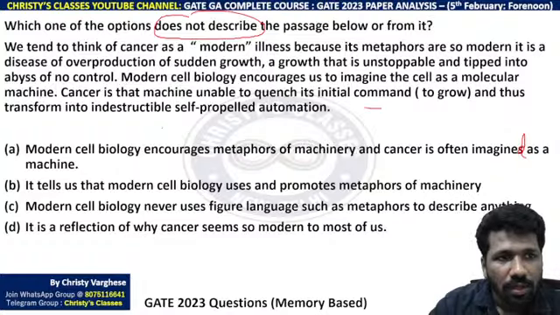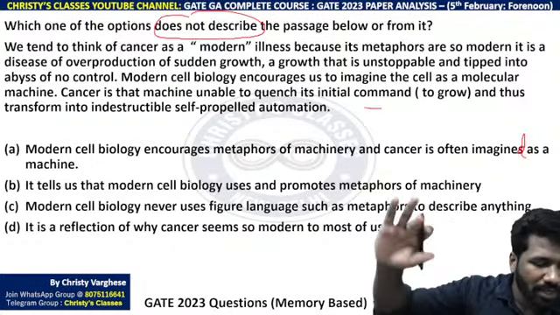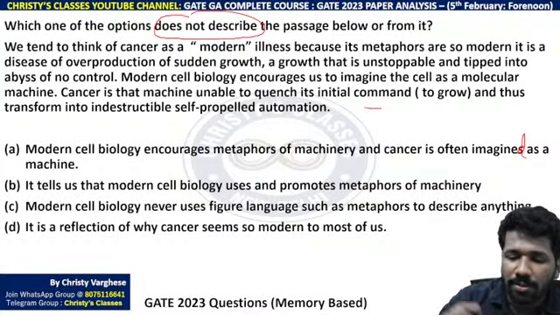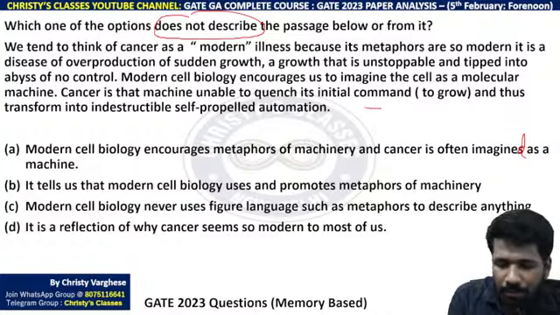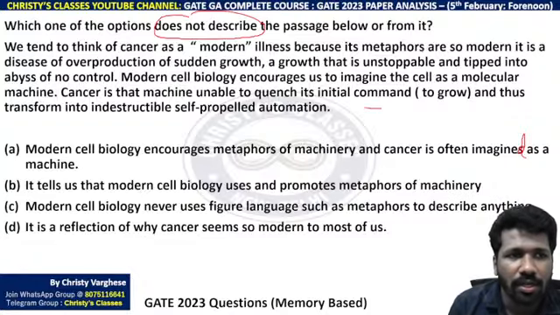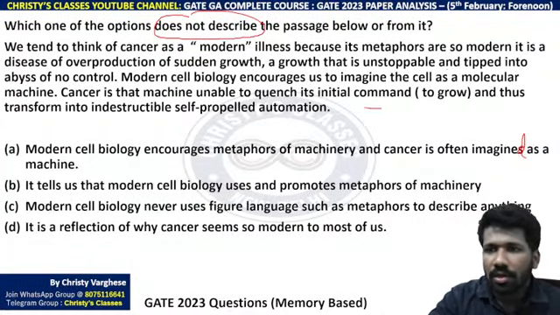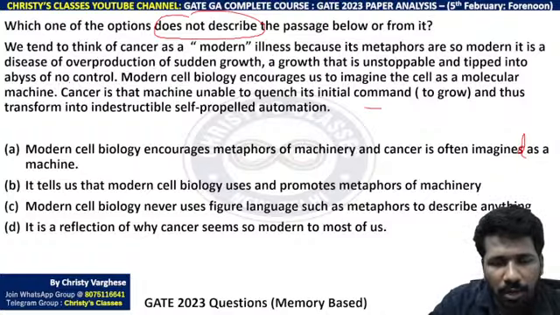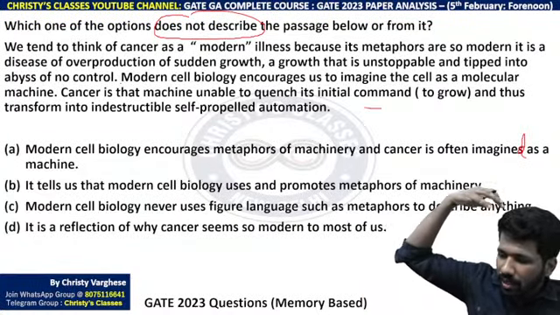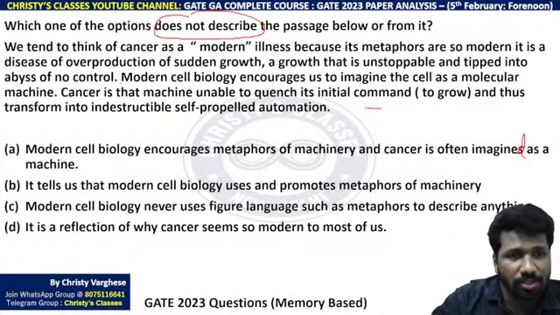Okay. We tend to think of cancer as a modern illness because of its metaphors. Metaphors means we are comparing it with something, like when we say he was like a lion in the war. Like a lion means we are comparing that person to a lion. So metaphors are so modern that it is a disease of overproduction, of sudden growth, a growth that is unstoppable and tipped into an abyss of no control. Abyss means going into somewhere that you cannot come out. That is a very deep path. I am just telling the meaning of it, not the literal word meaning. So in this context, how it is.